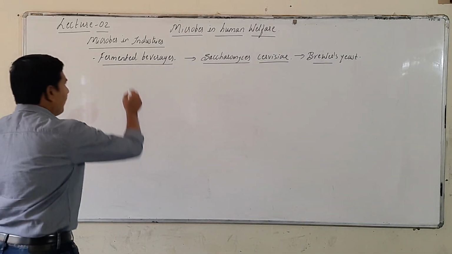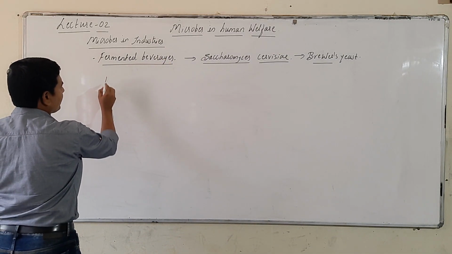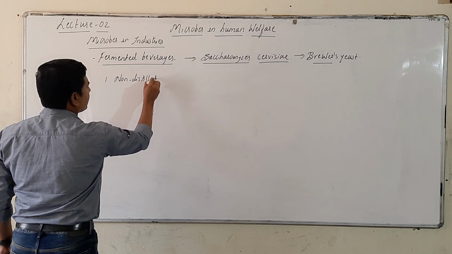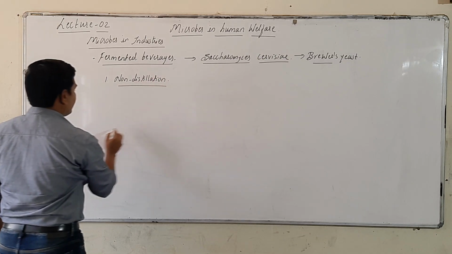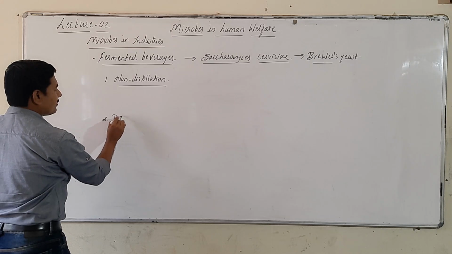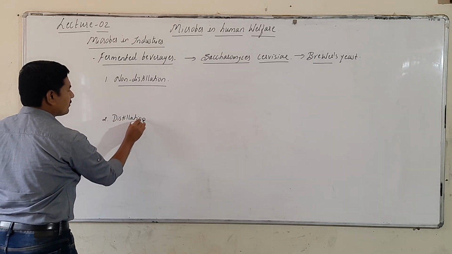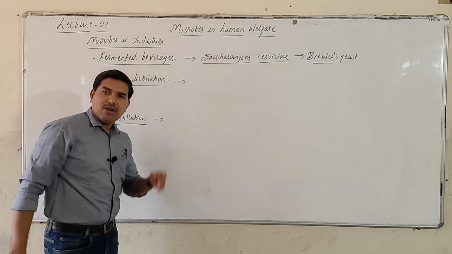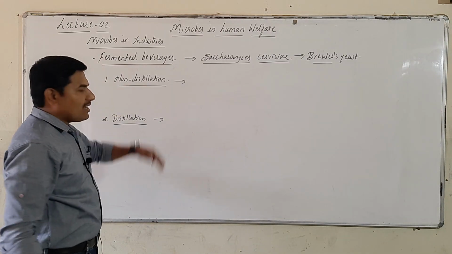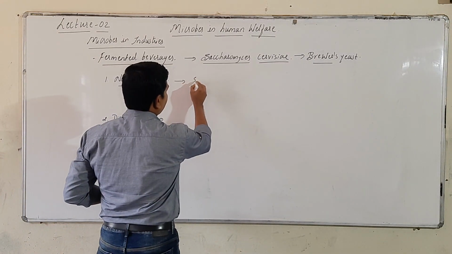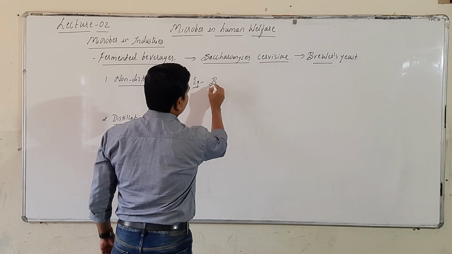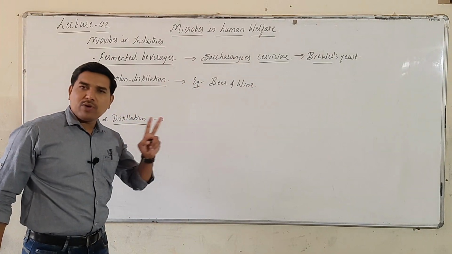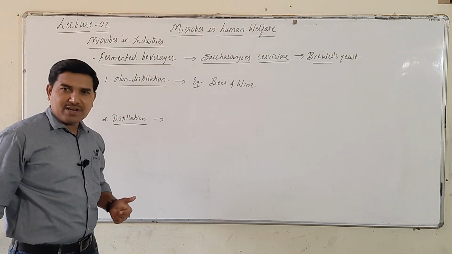By the fermentation process, we produce, one, non-distillation alcoholic products, and second, distillation alcoholic products. In non-distillation, the concentration of the alcohol is very less. For the non-distillation alcoholic products, we have certain examples like beer and wine. These are the two alcoholic products which are produced by the non-distillation process.